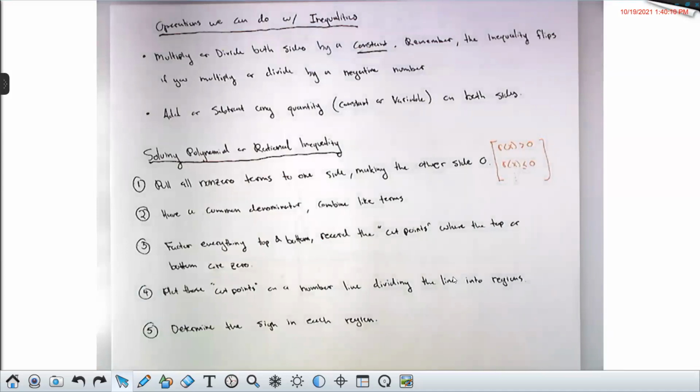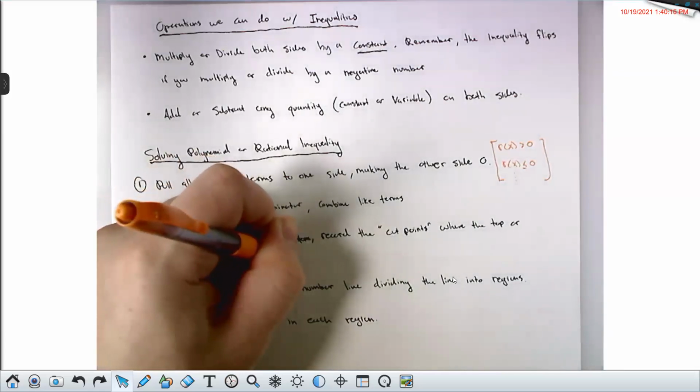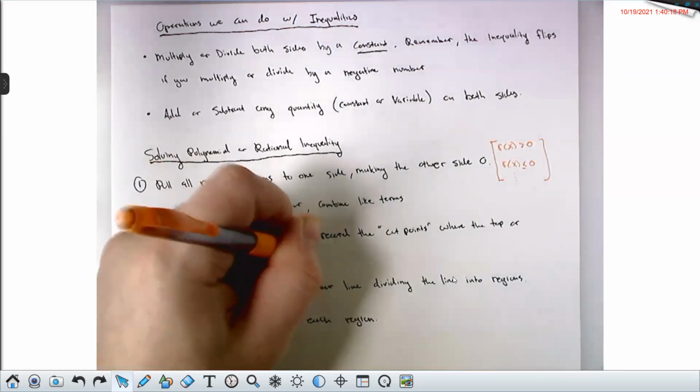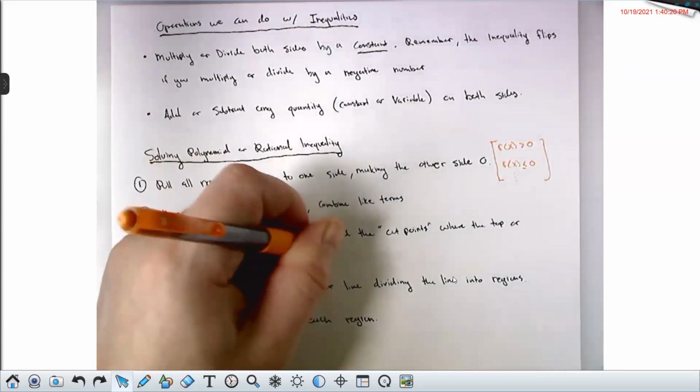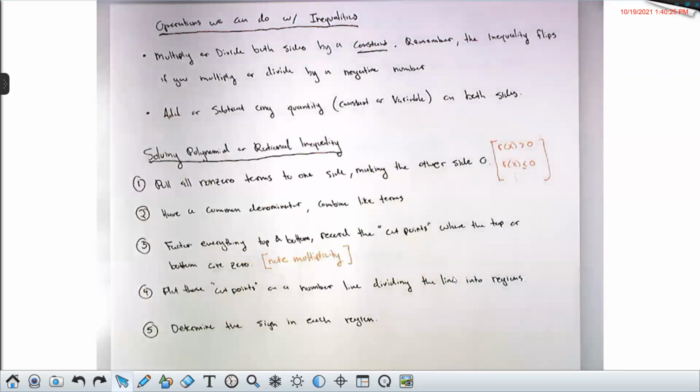I'm going to annotate this, just one other little thing here. Record or note the multiplicity for those cut points. Note the multiplicity of the factors of the top and bottom, because those multiplicities will be really useful for us.